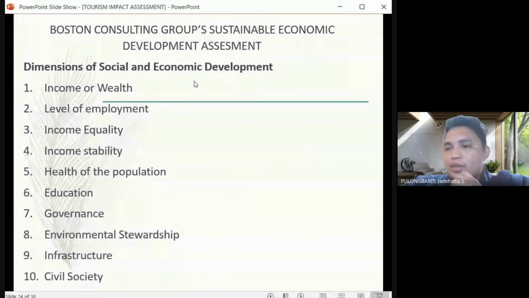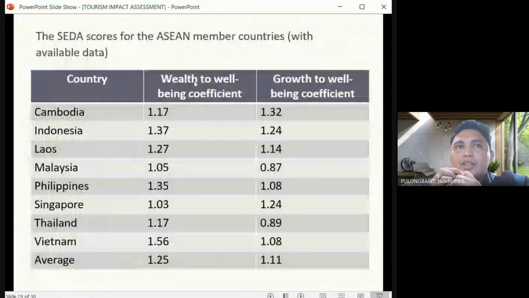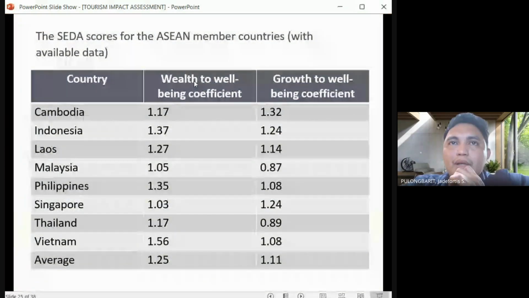infrastructure, and civil society. So based on the SEDA scores in the ASEAN member countries, or Association of Southeast Asian Nations, these are the countries and their wealth to well-being coefficient. The highest is Vietnam with 1.56, and the lowest is Singapore, with a total average of 1.25.